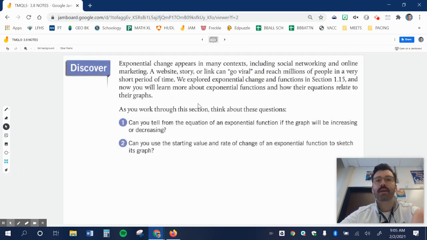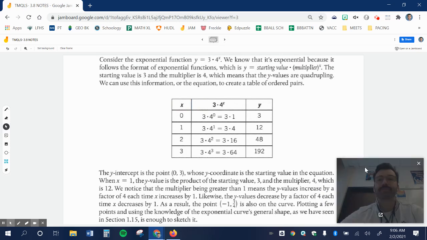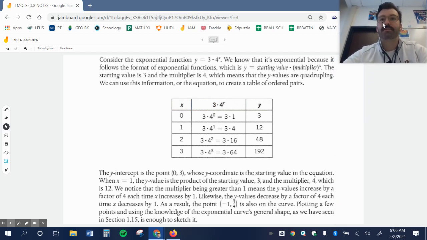So let's keep going. So discover for today as we work through the section, can you tell from the equation of an exponential function if the graph will be increasing or decreasing? And can you use a starting value and rate of change of an exponential function to sketch its graph? All right, so exponential functions.